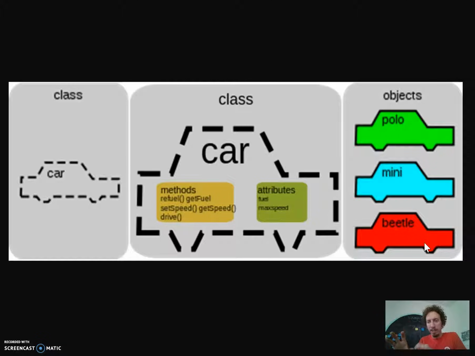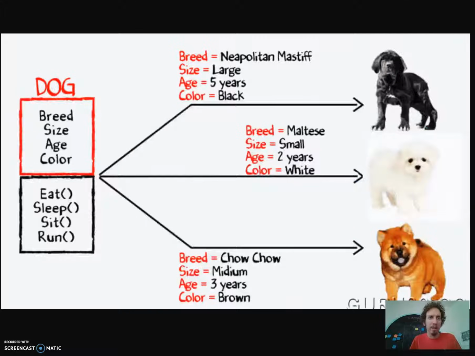But the object is the thing that is concrete in the program, actually, or in the world represented, and the class is the thing that is abstract, meaning it doesn't exist in and of itself, but it is a category of a thing. So let's take a look at another example.